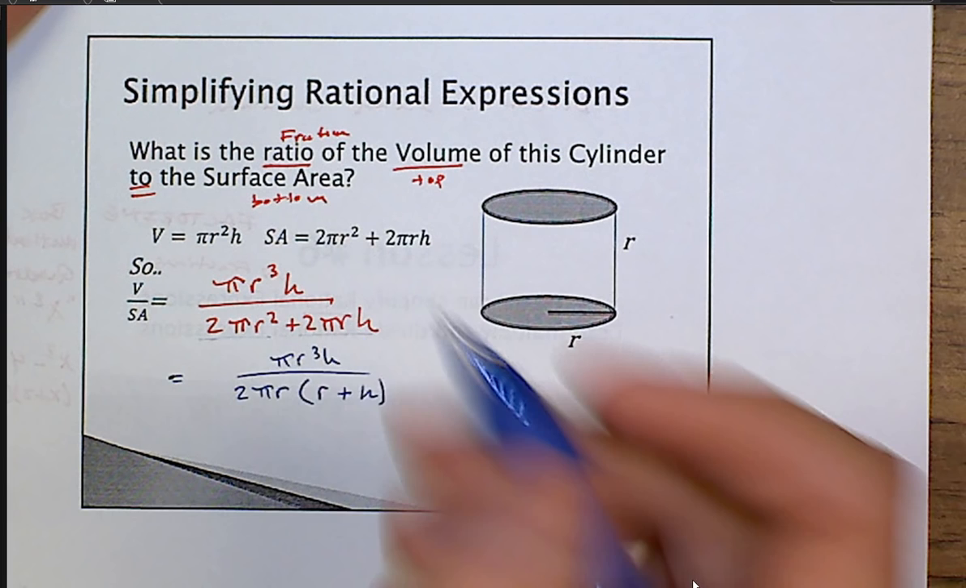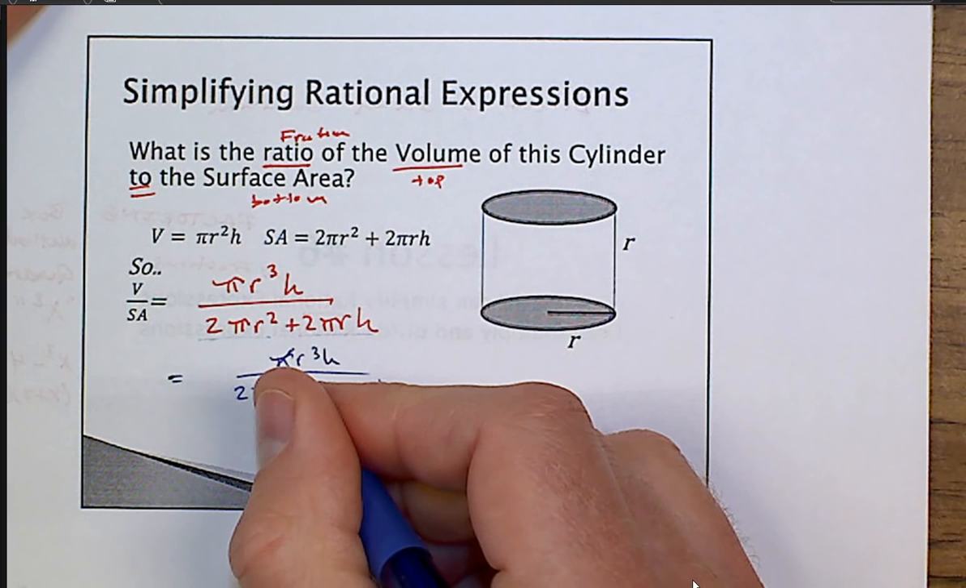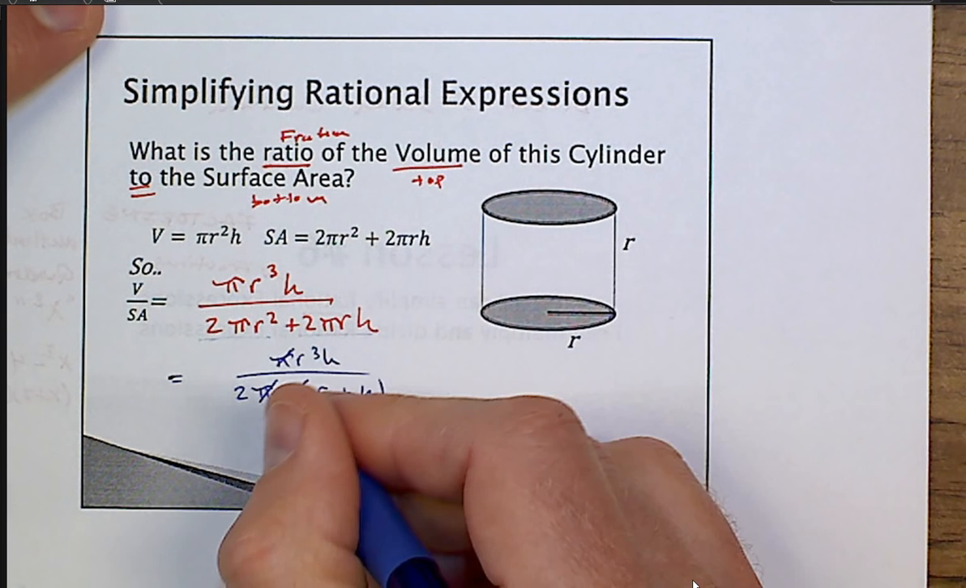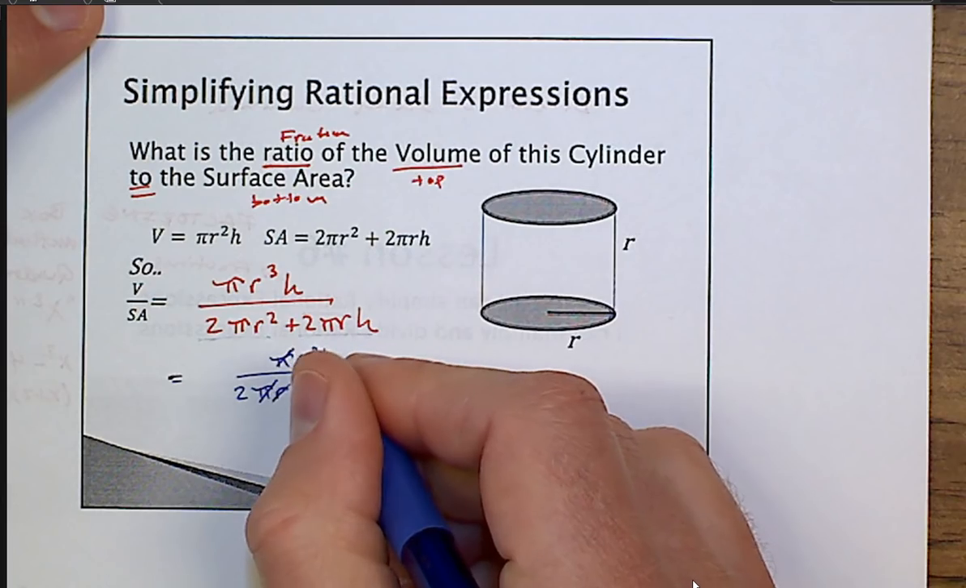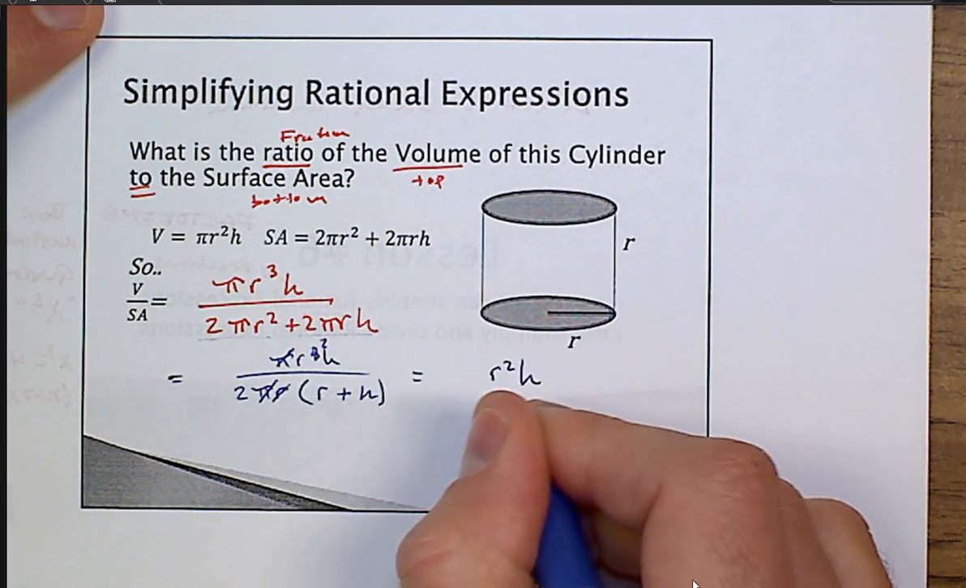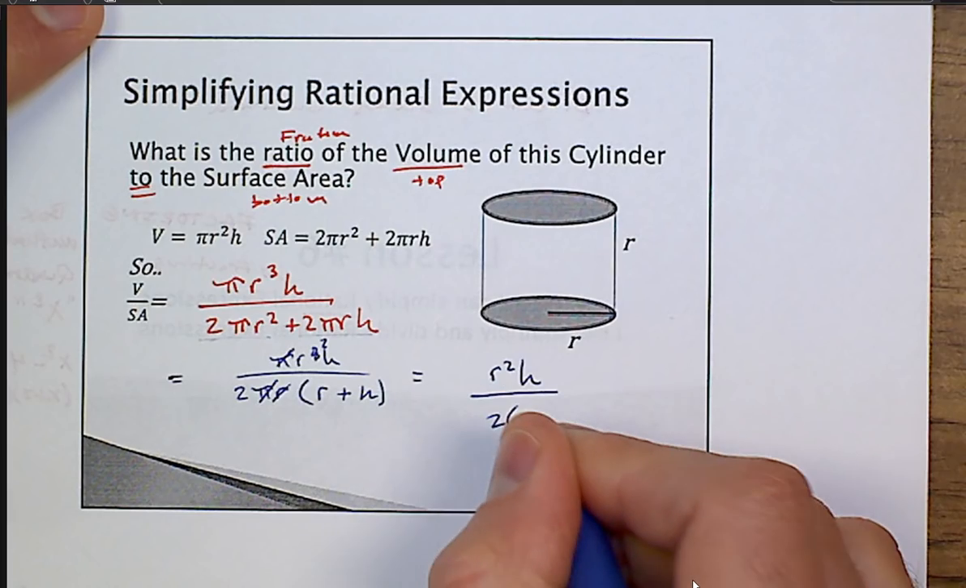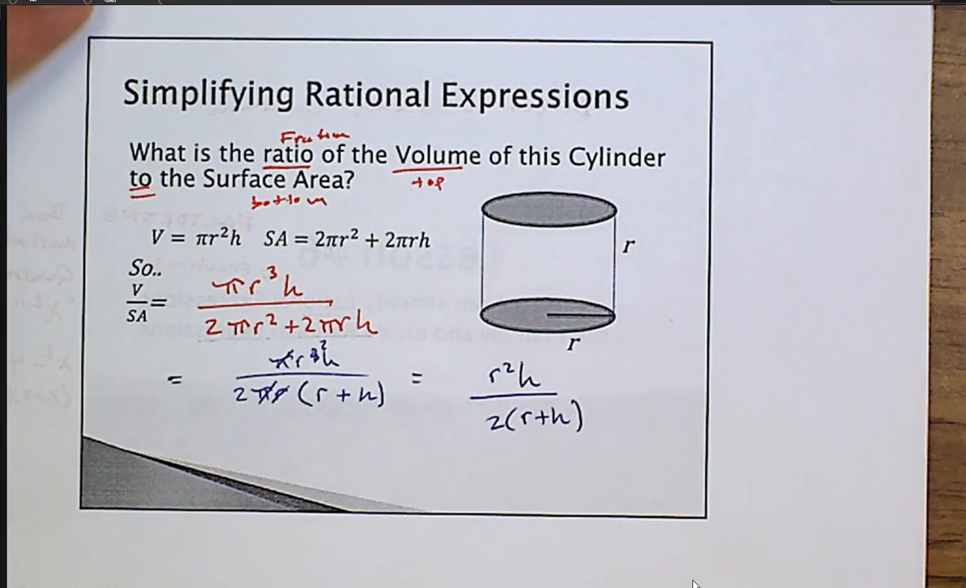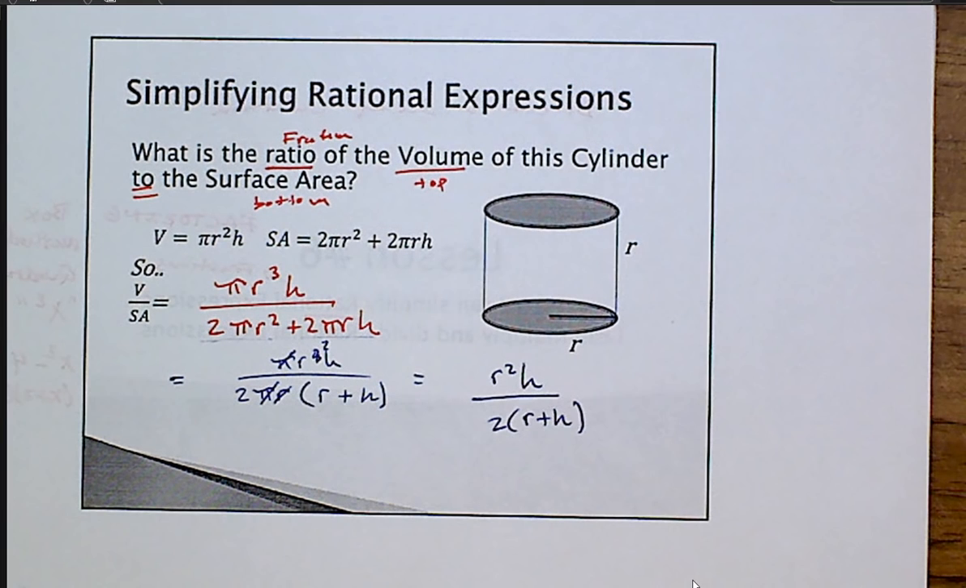I can cross out this pi with this pi. I can take this r with one of these, so I'm just left with 2. So I end up having just r squared h over 2 times r plus h. Okay? And I can't take anything else out.